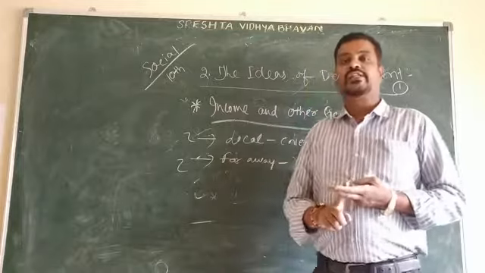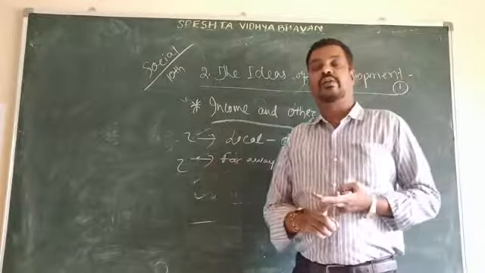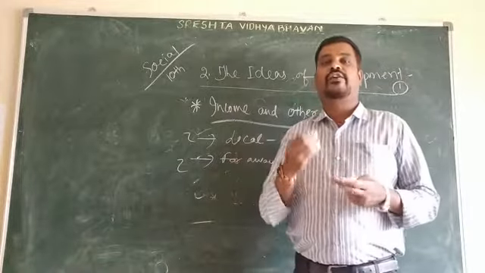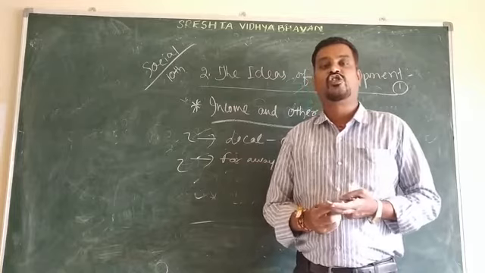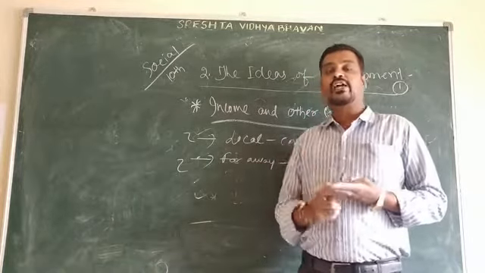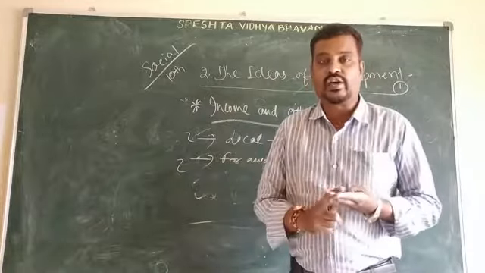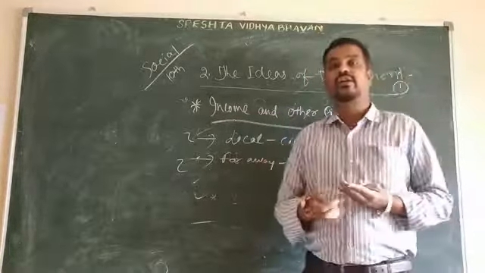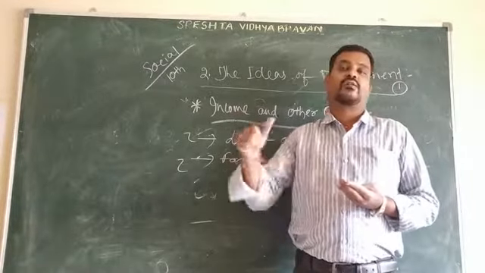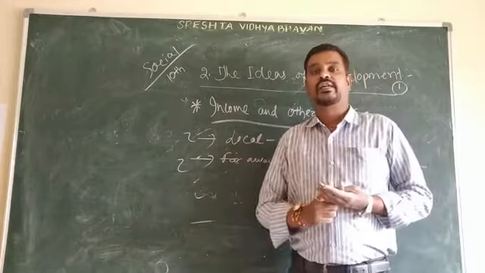So the next one is freedom. Whenever we are working in a particular place, we must have freedom. Without freedom, we can't do any job. The third one is security. And the fourth one is respect. In whichever place we are working, we must get respect from others. And the fifth one is discrimination.